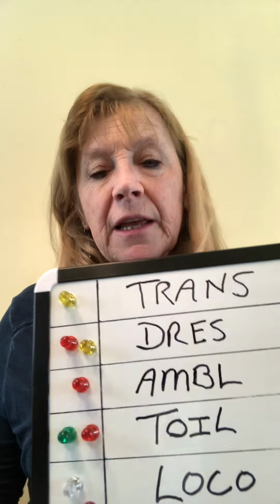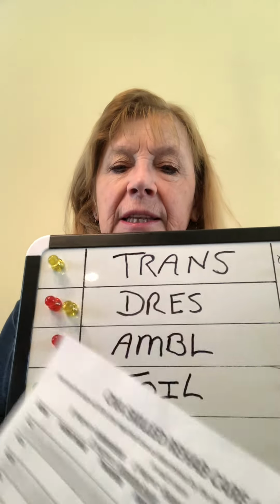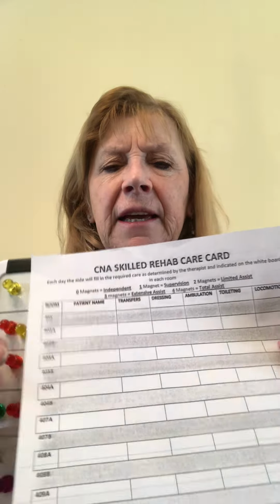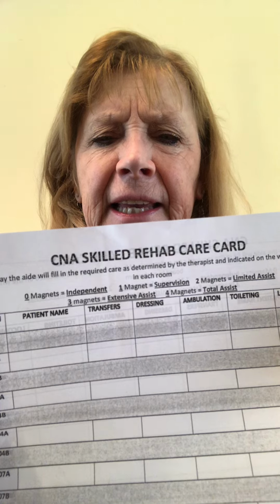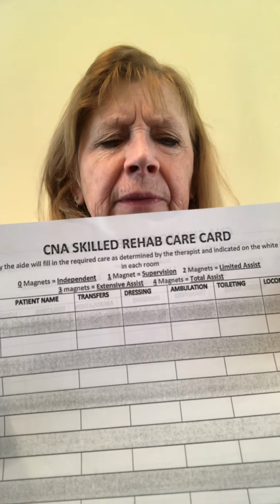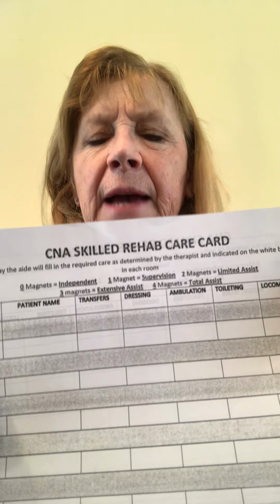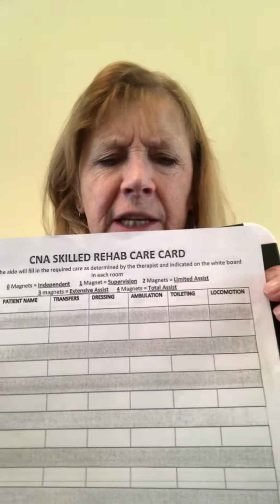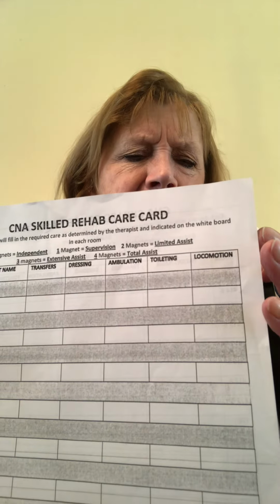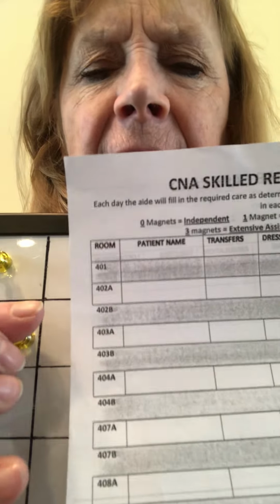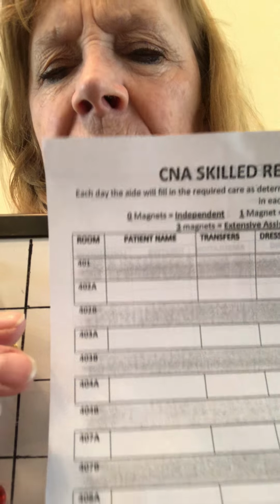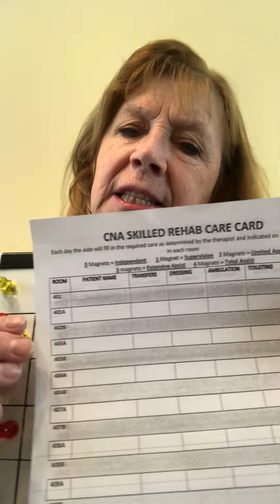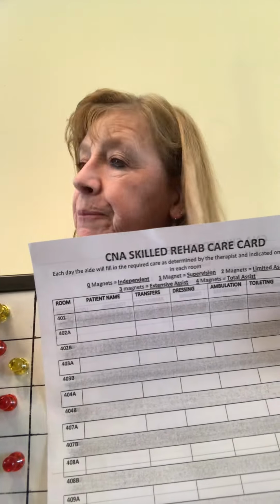Now, we've developed another tool to help you guys out, and this is basically the care card. Let me see if I can get that in. It's the CNA Skilled Rehab Care Card. Now, it's basically a census sheet. So on one side, it's room 1 through room 13, and on the other side, it's room 14 to 25.